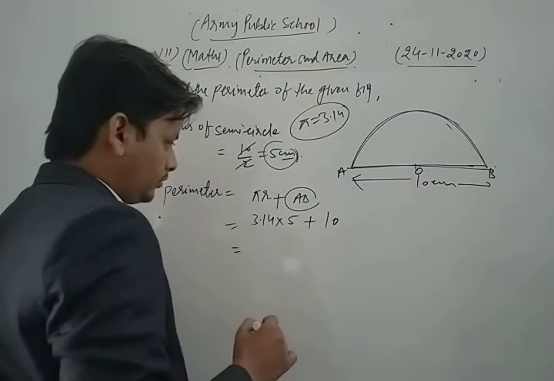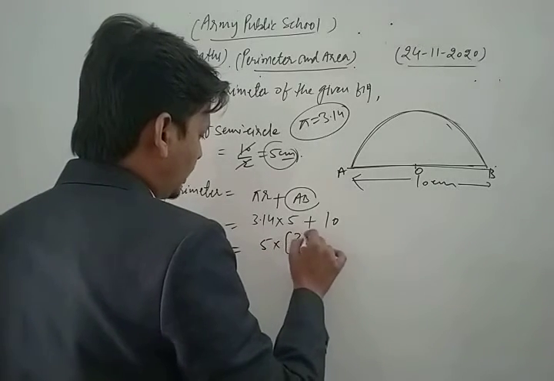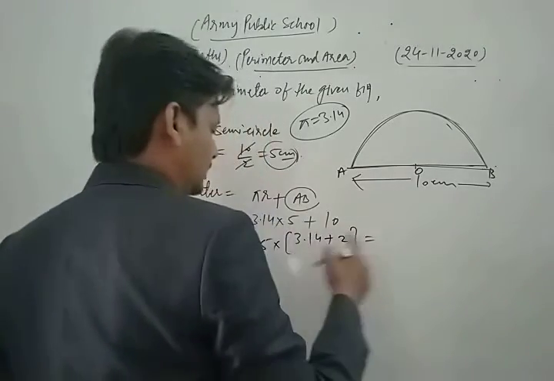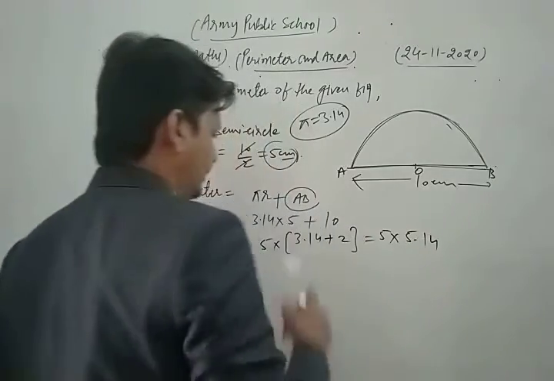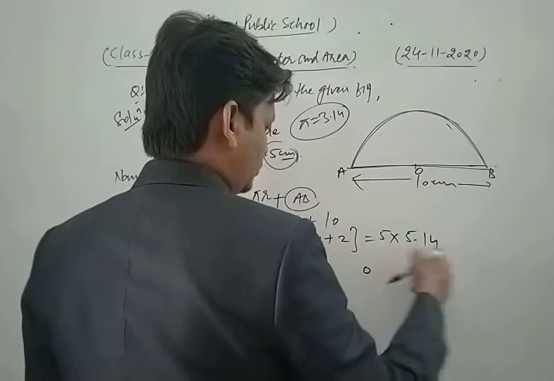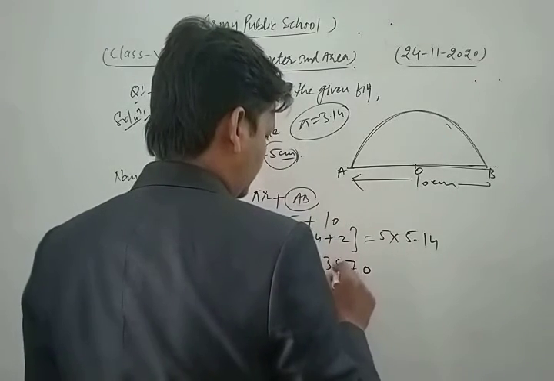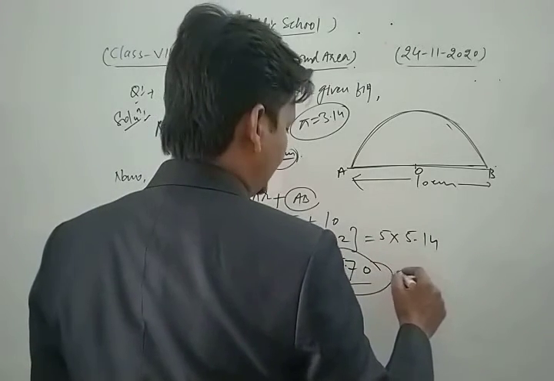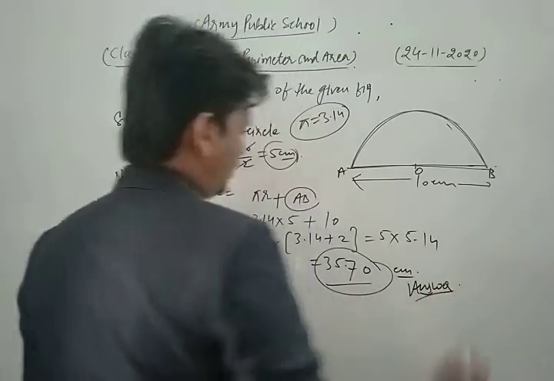Now what will we take? We take 5 as common. So we get 5 into (3.14 plus 2), because 10 is 5 into 2. Now we add in it here. So 5 into 5.14. So we multiply them. So 25.70 centimeter. This is our required solution of the given question.